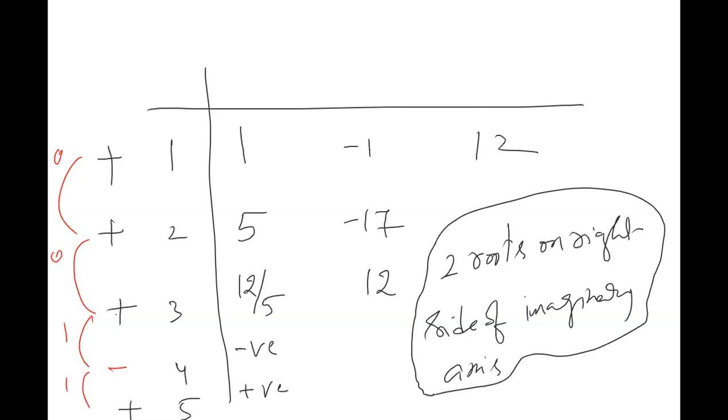So there is no limitation of the Routh criterion table as such. You can use it for any case. So next question.